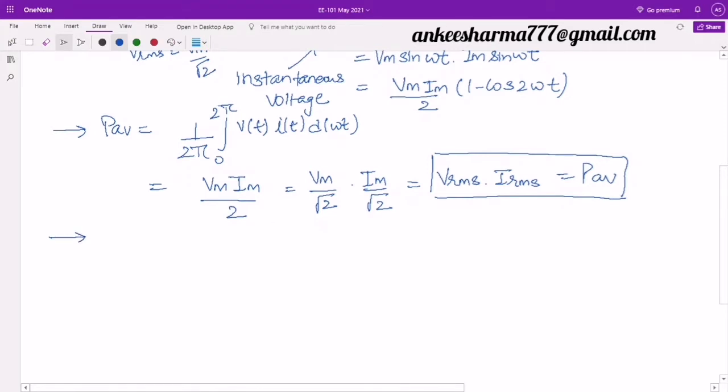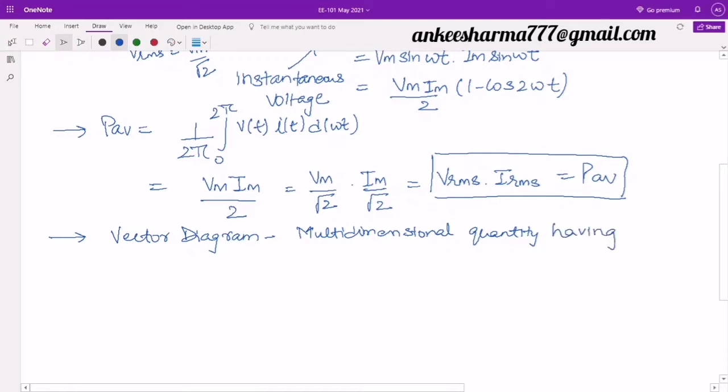So if I take a vector diagram, this vector diagram is nothing but a multi-dimensional quantity which is having two things: one is the magnitude and the other is the direction.